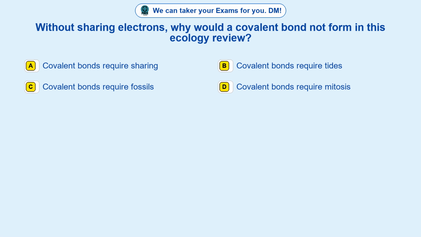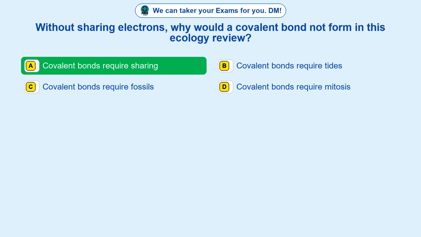Question 34. Without sharing electrons, why would a covalent bond not form in this ecology review? Option A, covalent bonds require sharing. Option B, covalent bonds require tides. Option C, covalent bonds require fossils. Option D, covalent bonds require mitosis. The correct answer is option A.